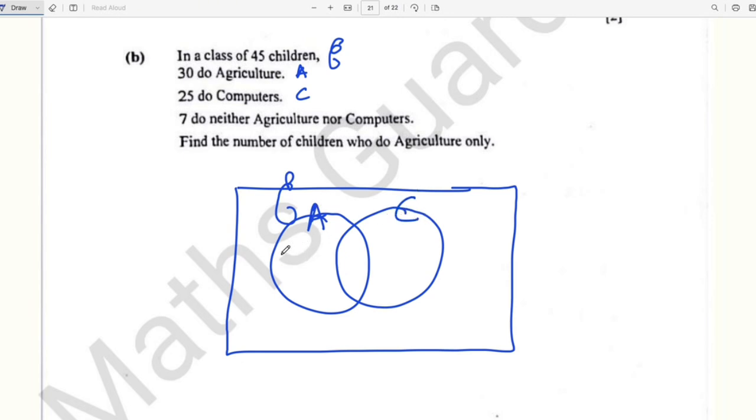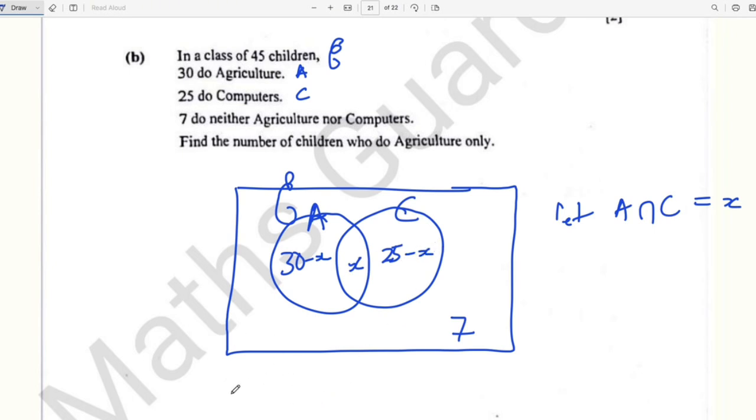In A, there are 30 who do agriculture, and in C, there are 25 who do computers, including those who do both agriculture and computers, which are in the intersection. So let A intersection C equal X. Those who do agriculture only will be 30 minus X. And those who do computers only will be 25 minus X. And then there are 7 who do neither agriculture nor computers. That's 7. We put them in the universal set, but outside of sets A and C.